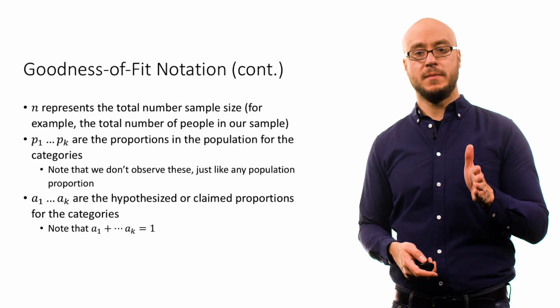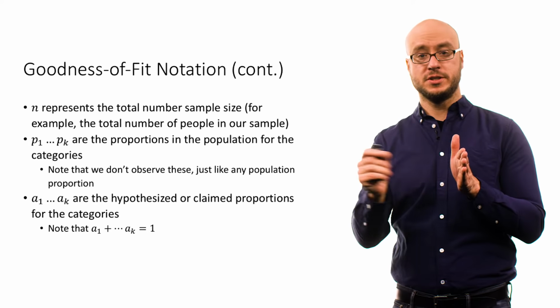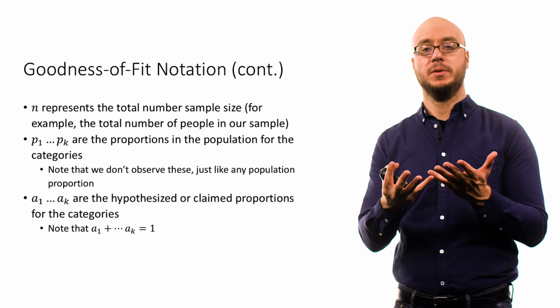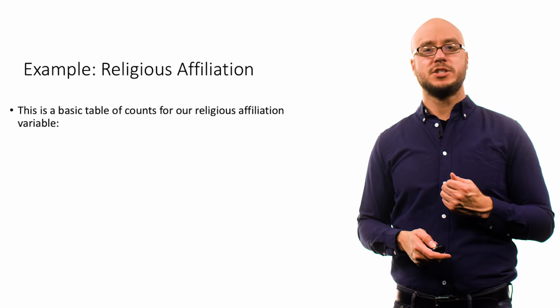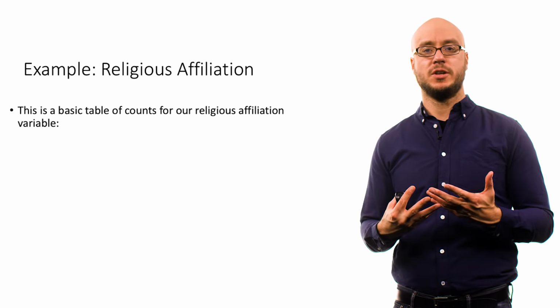And of course, keep in mind that these proportions should form a valid probability distribution. They should add to 1. And you'll see in the religious example that these proportions do in fact equal 1. To put it another way, these probabilities equal 1. Because when we talked about probability, remember that we can treat proportions as probabilities in certain instances. So let's look at this religious affiliation example using this notation.